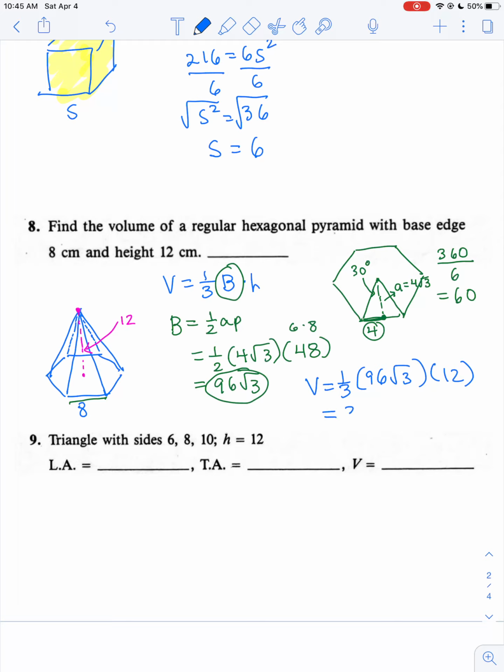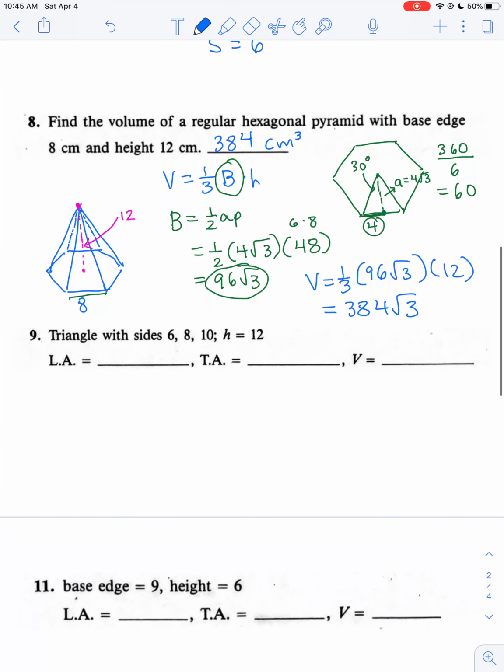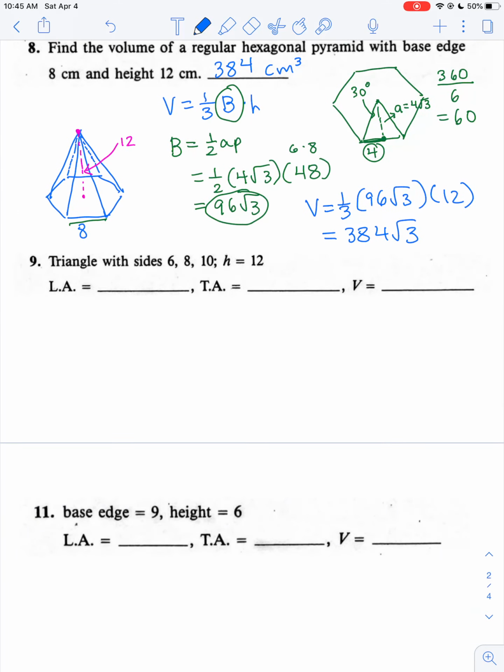And then all together, this is equal to 384 radical 3. So 1/3 of 12 is 4. 4 times 96 is 384. So our answer is 384 centimeters cubed. And I will also do number 9 in this video.